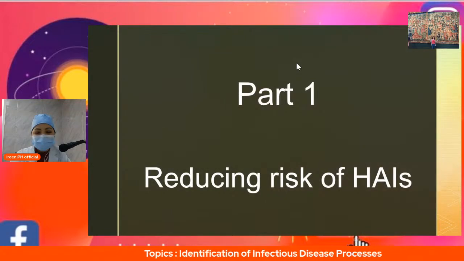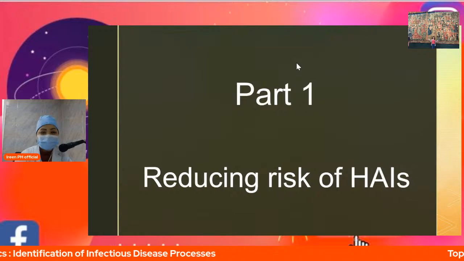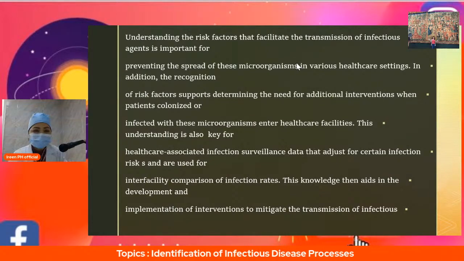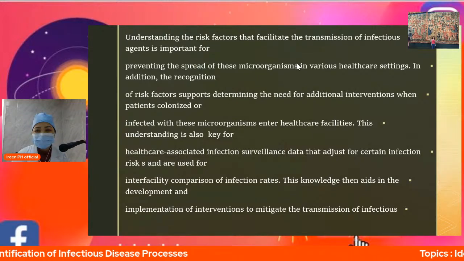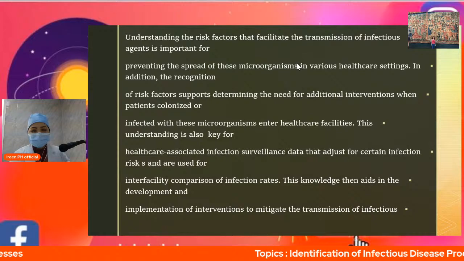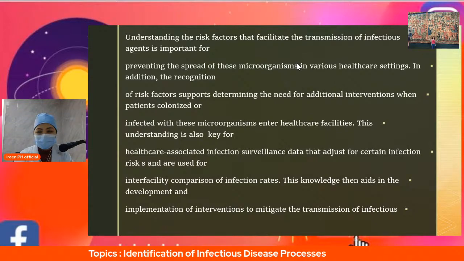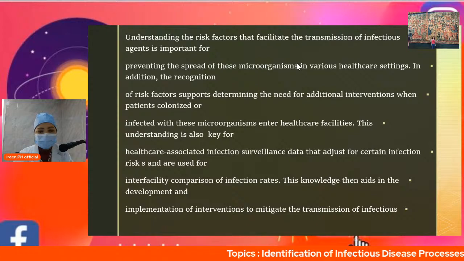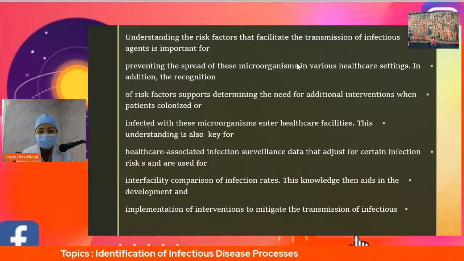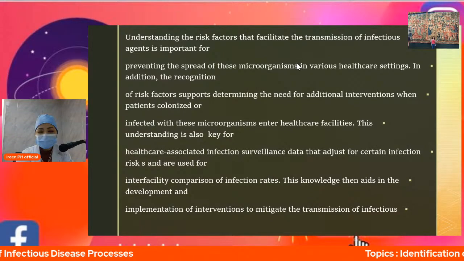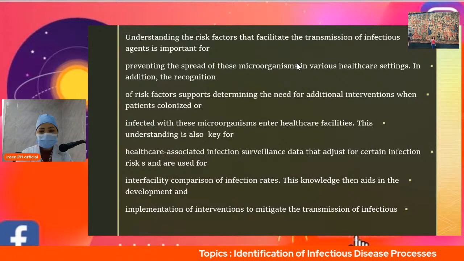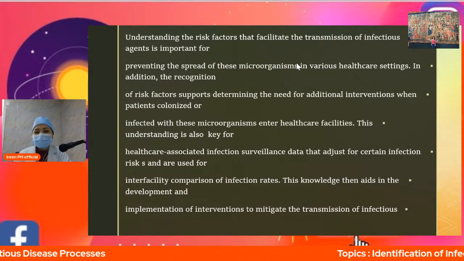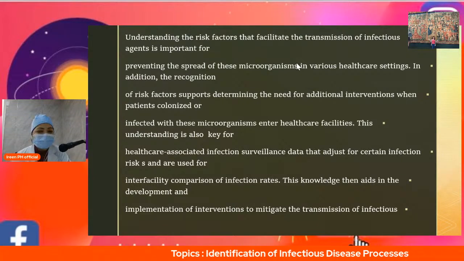Part one, reducing the risk of HAI, which is your healthcare associated infections. Understanding the risk factors, which I will discuss later, that facilitate the transmission of infectious agents is important for preventing the spread of these microorganisms in various healthcare settings. In addition, the recognition of risk factors supports determining the need for additional interventions when patients get colonized or infected with this microorganism and enter healthcare facilities. This understanding is also key for HAI infection.